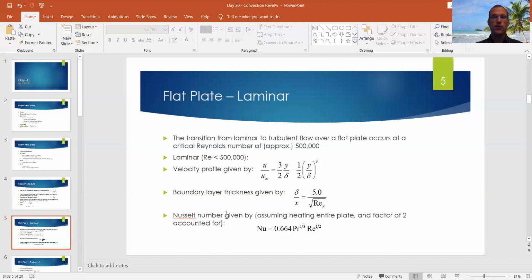And then the Nusselt number for this case, assuming I'm heating the entire plate, so there's also an equation that's different if I have an unheated starting length, that you saw during the homework. It also has this factor of 2 accounted for. The official equation is 0.332, but you have to multiply by 2 later, so I just do it now. So my Nusselt number is 0.664, Prandtl number to the 1/3 power, Reynolds number to the 1/2 power. That is the Nusselt number for the laminar flat plate case.